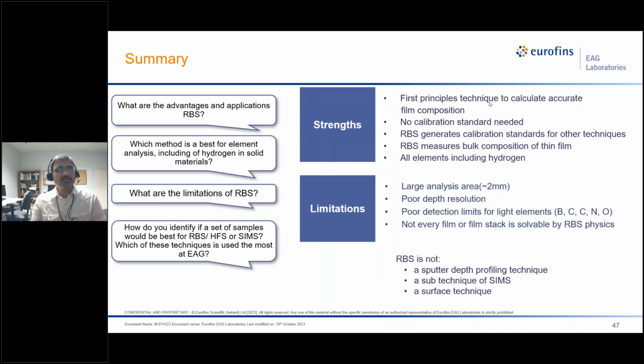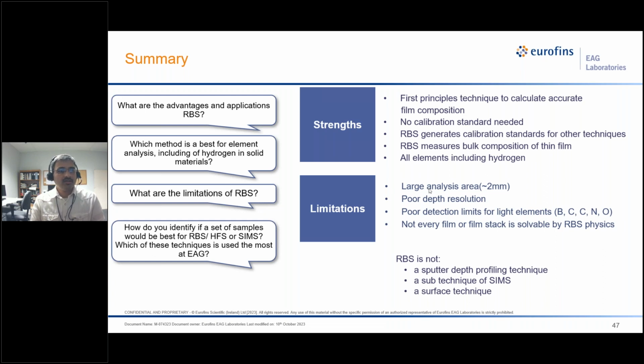Regarding strengths, RBS is a first principles technique. We are calculating accurate film composition by solving the RBS ion-solid physics. We don't need any calibration standards. In fact, RBS generates calibration standards for other techniques in some cases, not on a regular basis, but if they require, we can generate that. RBS measures bulk composition of the film. It is not a surface technique. And we can measure all the elements from hydrogen to uranium.